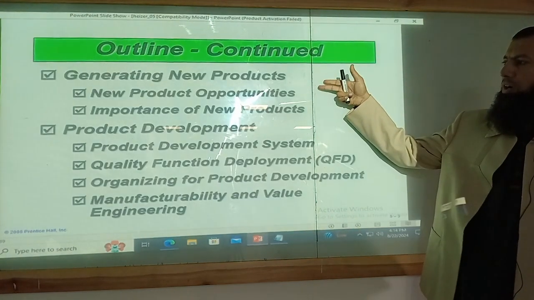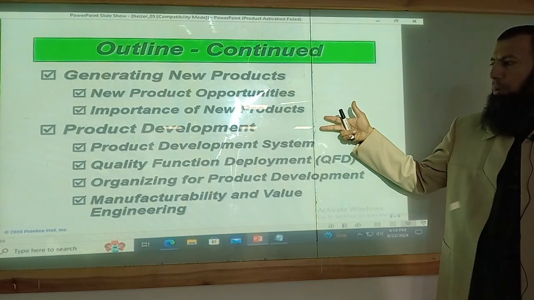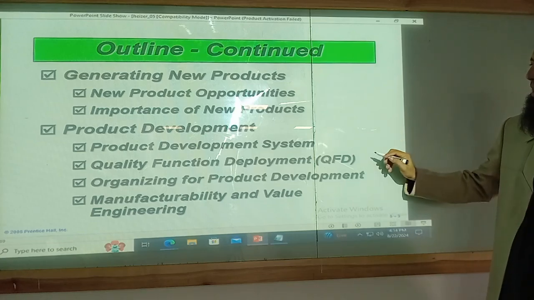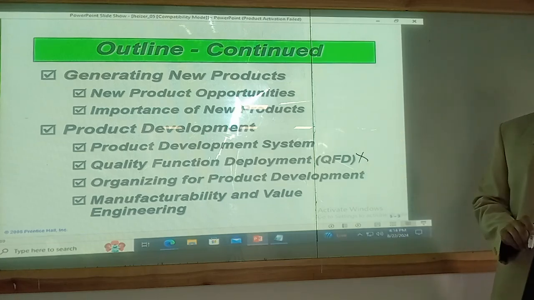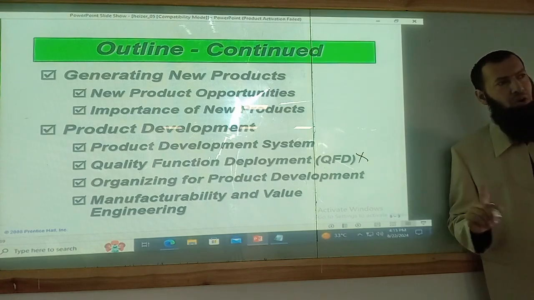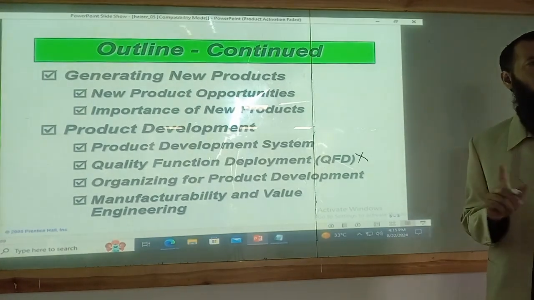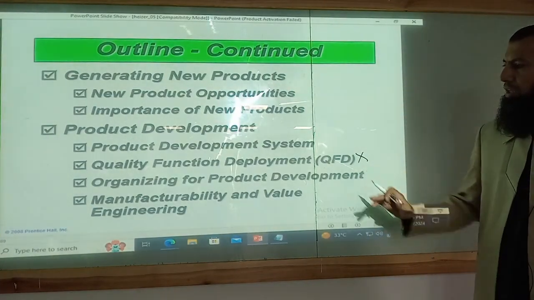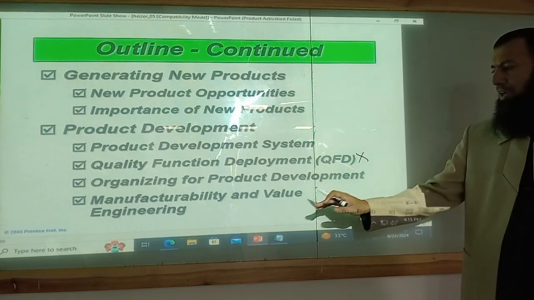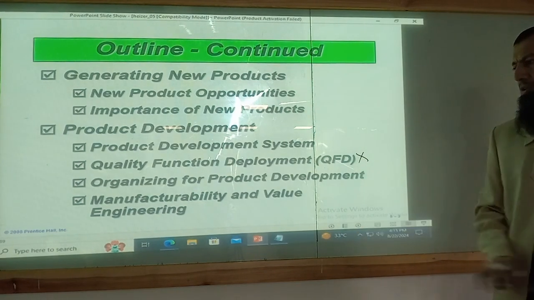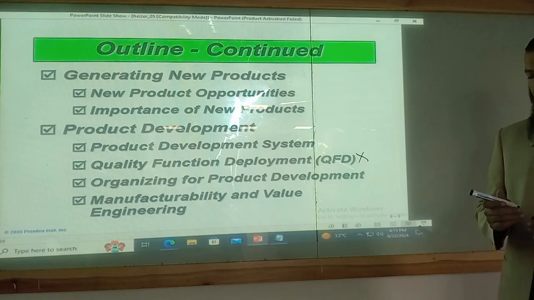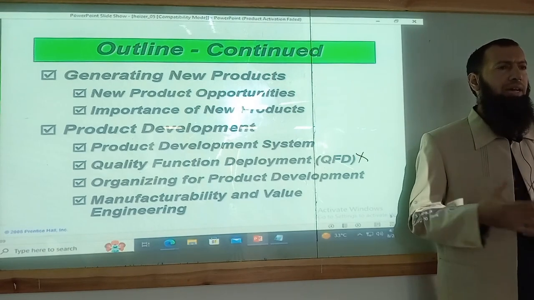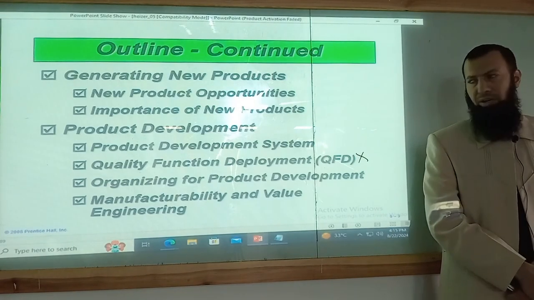Generating new products, new product opportunities, importance of new products, product development system, quality function deployment. This we will not be studying. Note it down. Quality function we will not be studying. It is taking more than 4 to 5 pages in your book, which we will not study. Organizing for product development, manufacturing, manufacturability and value engineering. So quality function deployment we will not study. It is one of the tools to deploy quality in the product.